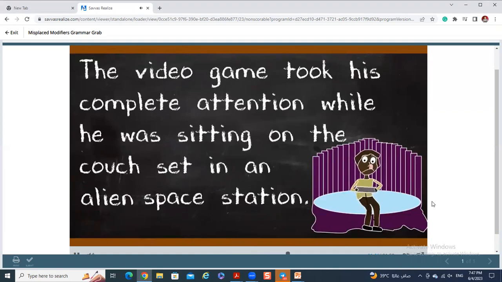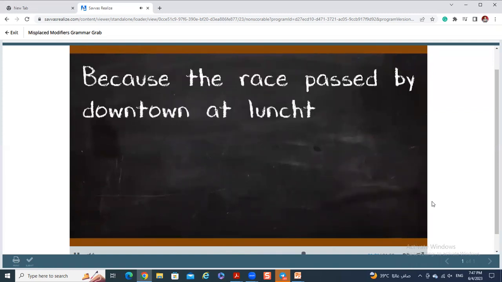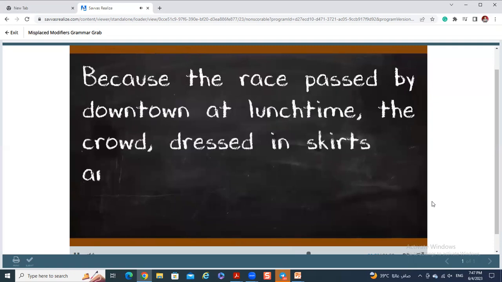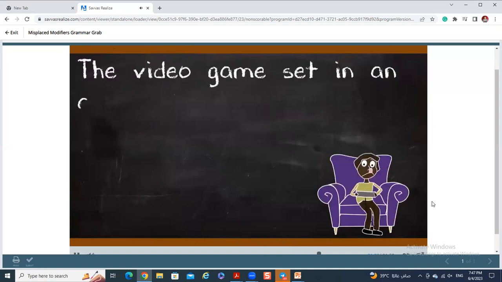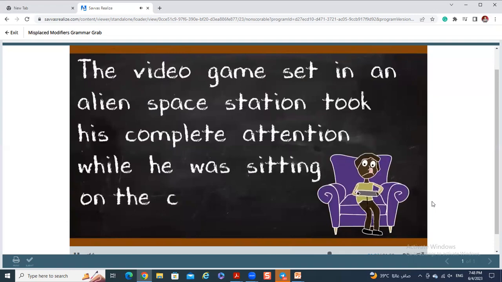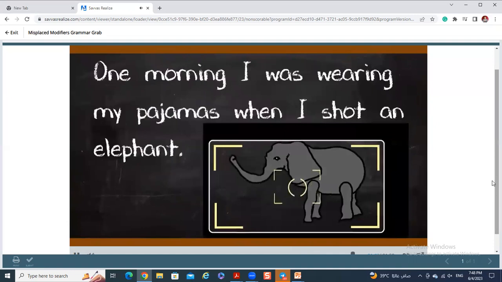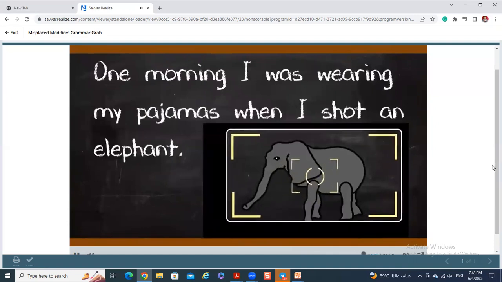Most often, the trick is to move the modifier closer to the subject. Because the race passed by downtown at lunchtime, the crowd, dressed in skirts and suits, cheered on the runners. The video game set in an alien space station took his complete attention while he was sitting on the couch. When we move the modifier closer to the subject, the confusion disappears, along with the humor. One morning, I was wearing my pajamas when I shot an elephant. But that's okay. We can't all be Groucho.